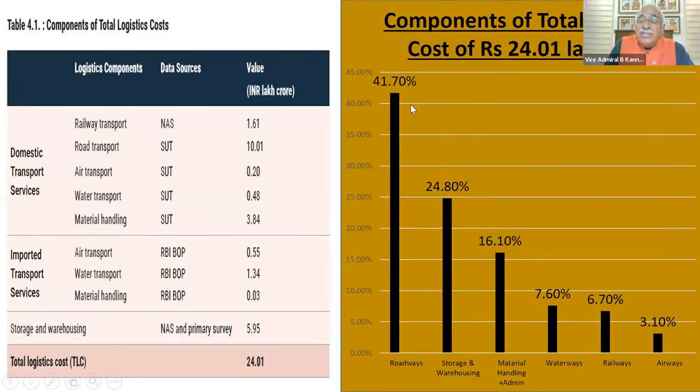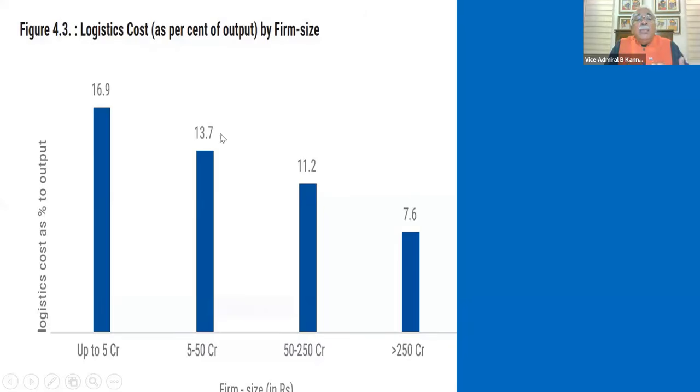And 41% of that was in road. Then comes storage and warehousing and material handling, waterways, railways, etc. So this high figure of road is a target for us to reduce. And logistic costs, they also found out, if you're a small company with business of less than 5 crores, your logistic cost is high.